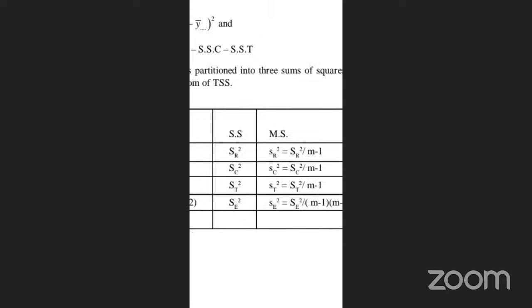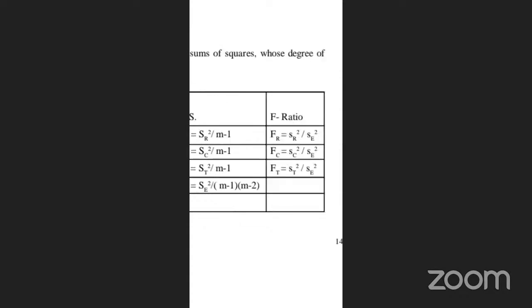So therefore the mean sum of squares: for rows, SR square is equal to SR square by m minus 1. Then for columns, SC square is equal to SC square by m minus 1. Then for treatment, ST square by m minus 1. Then error, the sum of squares divided by m minus 1, m minus 2.